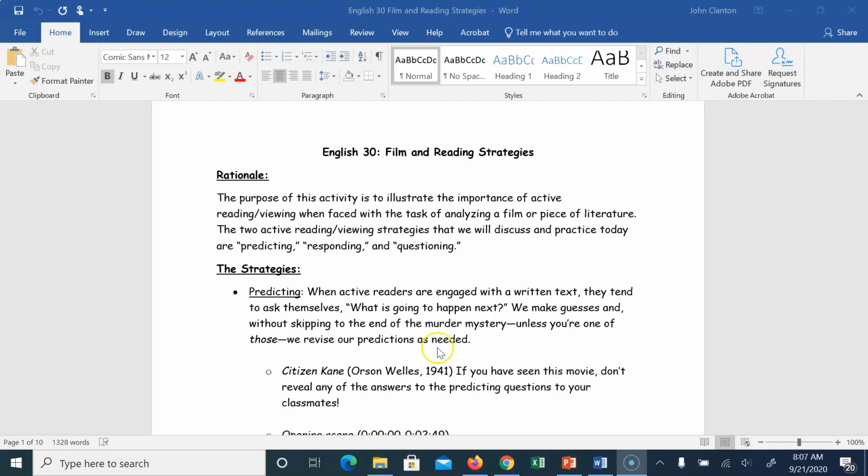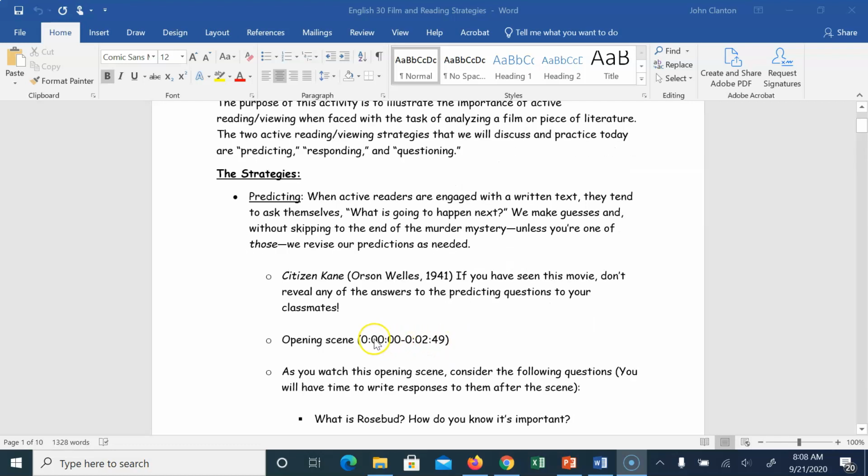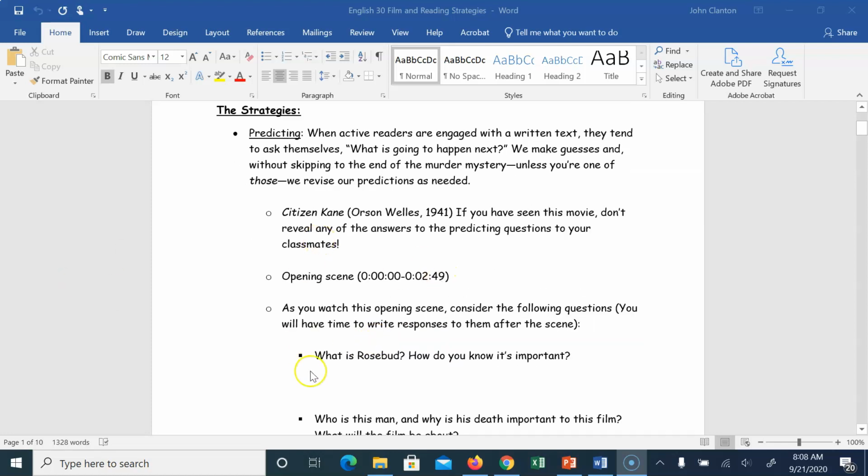This is all of the cognitive process that happens while we read. So this first scene we're going to watch, Citizen Kane, for all you film buffs out there. It's usually mentioned up there when somebody asks what's the greatest film of all time. If you've seen the movie, don't reveal any of the answers to the predicting questions to your classmates. Well, as I said, this was supposed to be an online class. But anyway, we're going to watch the opening scene, and if you've seen the movie, just kind of play along.